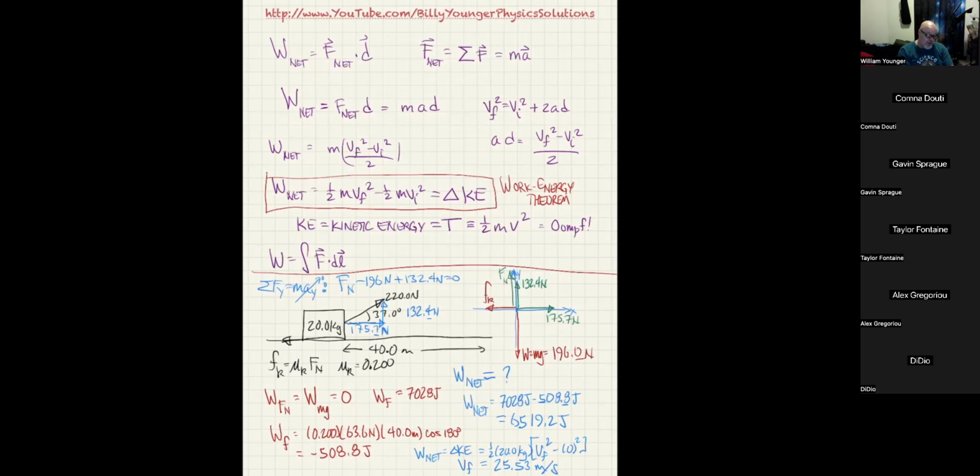But what I'm going to do now is say that V final is equal to 25.53 meters per second. V initial is equal to 0. And we don't know time here. It'd be nice, we could say A is equal to V final minus V initial over time. We don't know that. But what we do know is that A is in fact V final squared minus V initial squared over 2D.